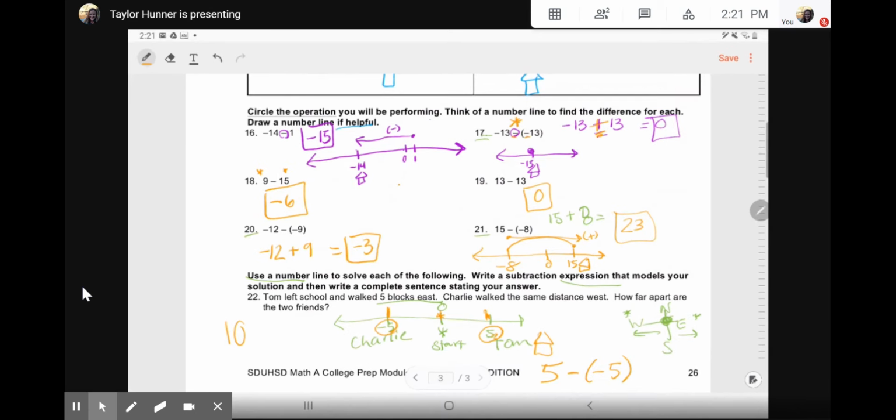And it wouldn't actually make sense to be -10 miles apart. It would only make sense to be a positive number of miles apart. So how far apart are the 2 friends? We can write in a sentence, the 2 friends are 10 miles apart. There would be our sentence for this problem. And obviously you'd probably write it a bit neater, but I kind of ran out of room here.